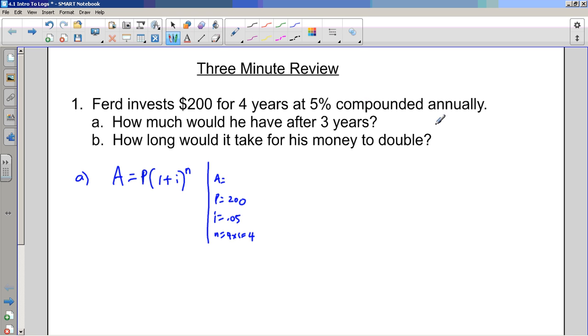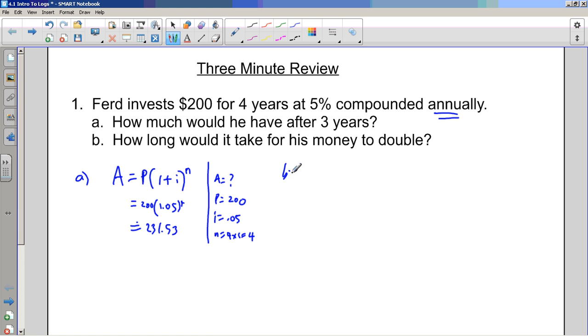And remember, that word annual could be replaced by things like semi-annual, quarterly, monthly, all that business. And it will later in the chapter, but we're just getting going here. Now we just fill this in, pound it into our calculator, easy peasy, and you get $231.53 approximately.